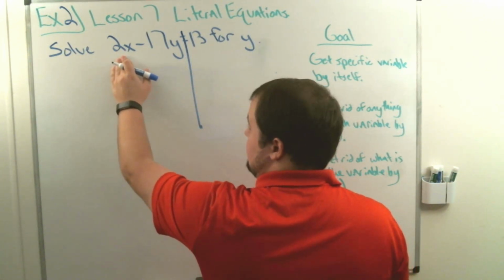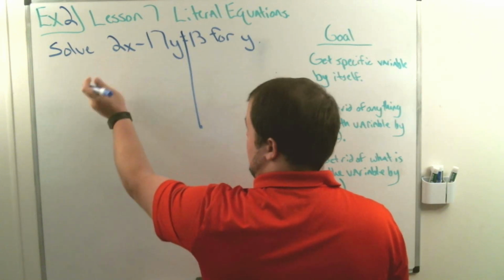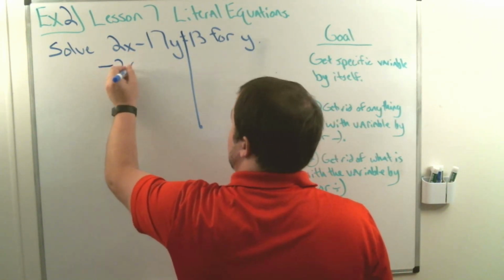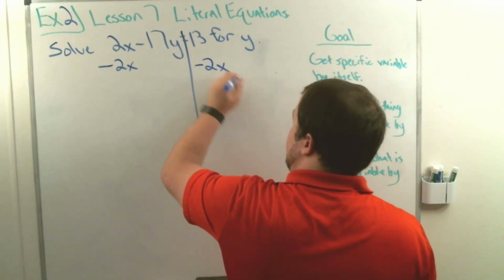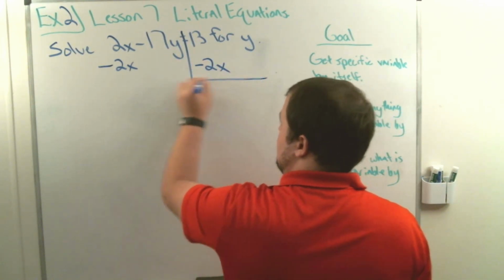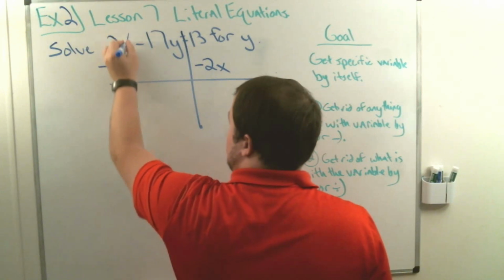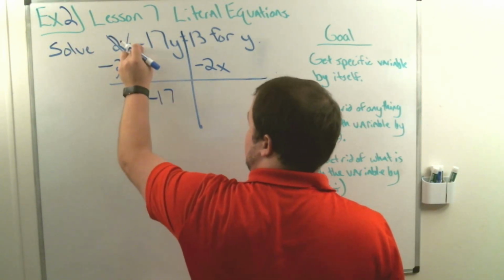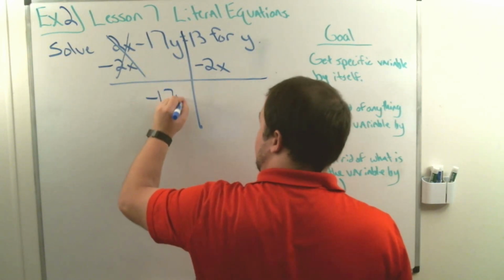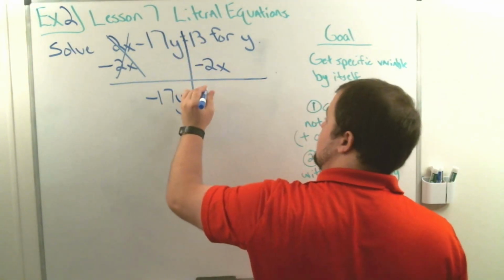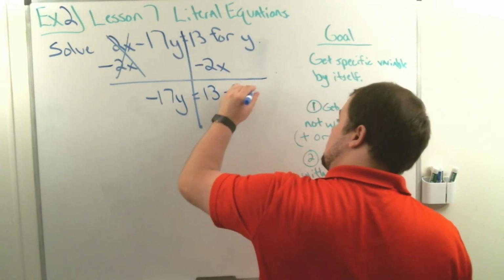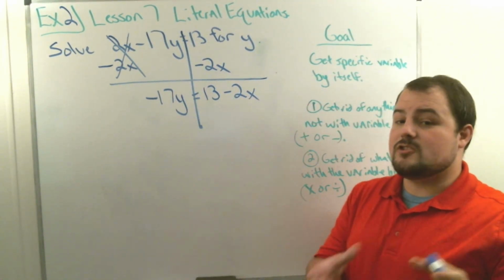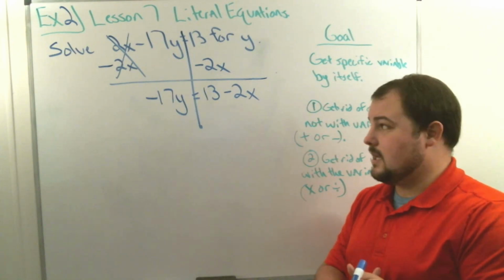So we look at the 2x and we say, what's the opposite of 2x? Well, the opposite of 2x is a negative 2x. So we're actually going to subtract 2x on both sides. 2x minus 2x is no x's. We have a negative 17y equals 13 minus 2x. Now we've almost got the variable all by itself just by moving that 2x to the other side.